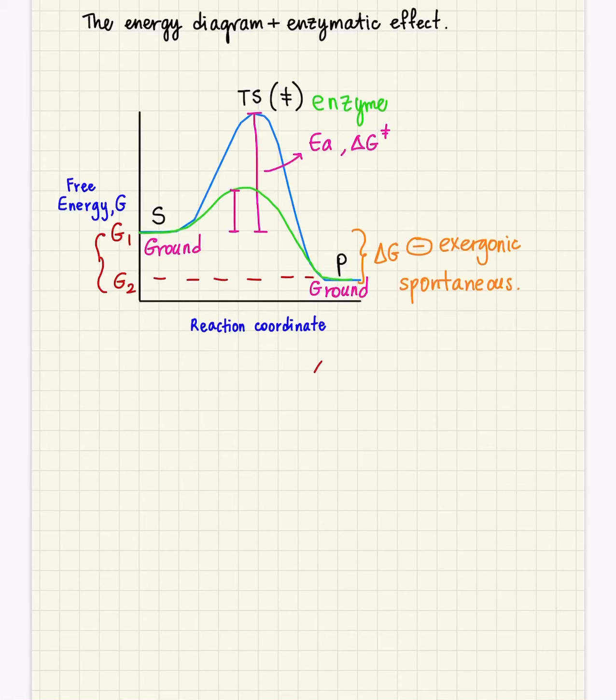So, in short, if your delta G is negative, then it's spontaneous. If your delta G is positive, then it's non-spontaneous. And we will cover this in the lecture further.